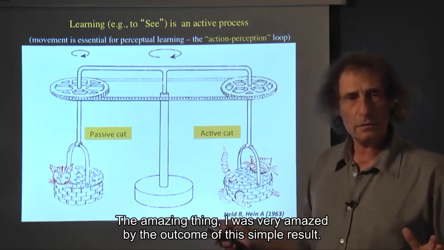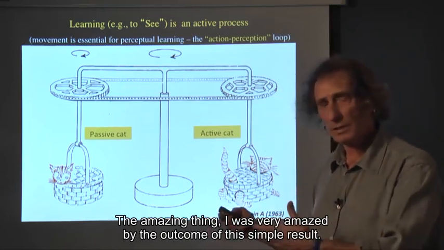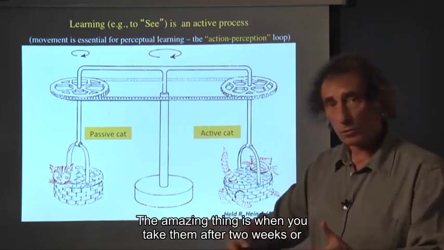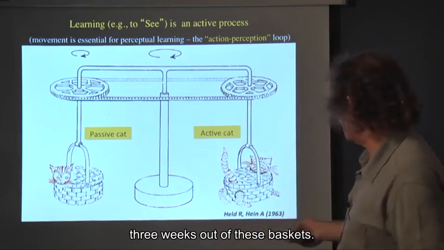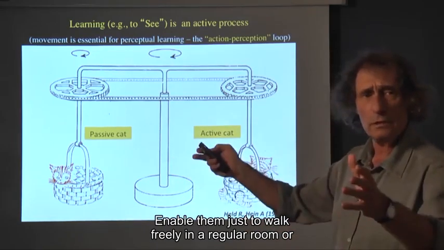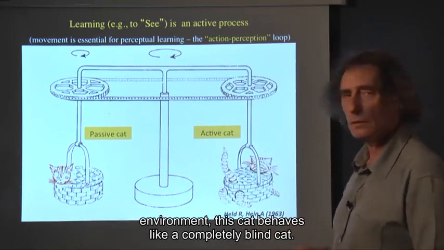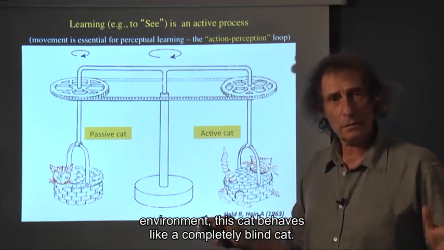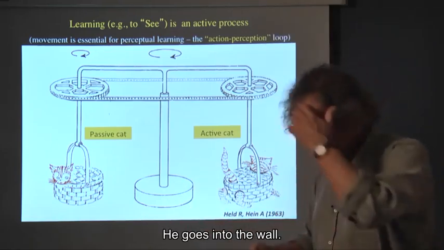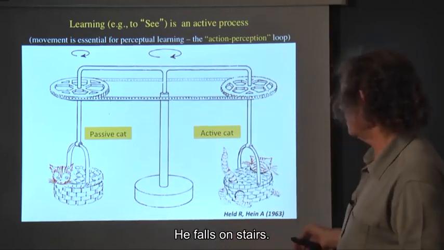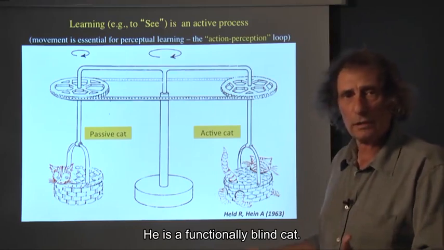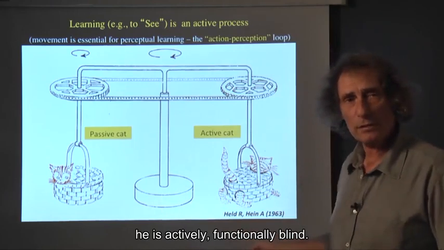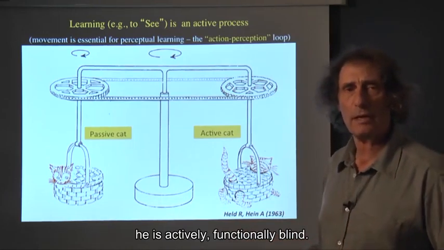I was very amazed by the outcome of this simple result. The amazing thing is that when you take them out of these baskets after 2 or 3 weeks, and enable them just to walk freely in a regular room or environment, this cat behaves like a completely blind cat. He behaves as if he doesn't see. He goes into the wall, he falls on stairs. He is a functionally blind cat, although nothing is wrong with his brain.